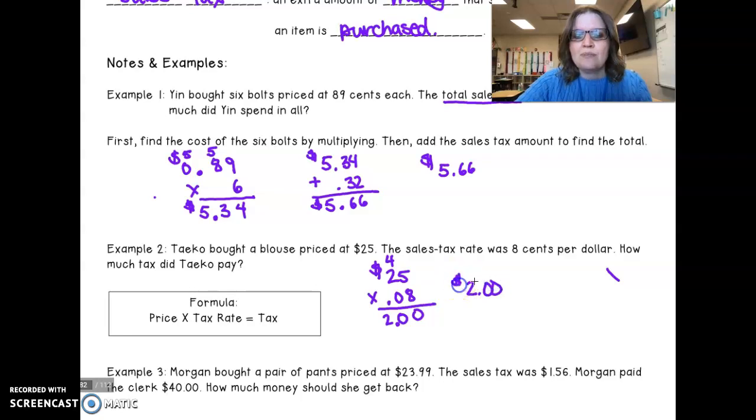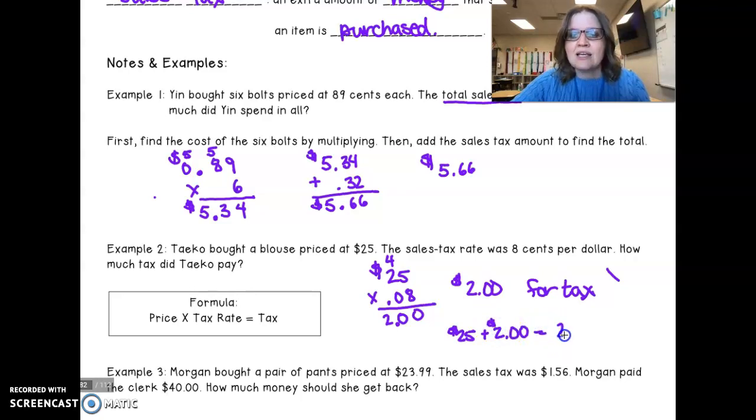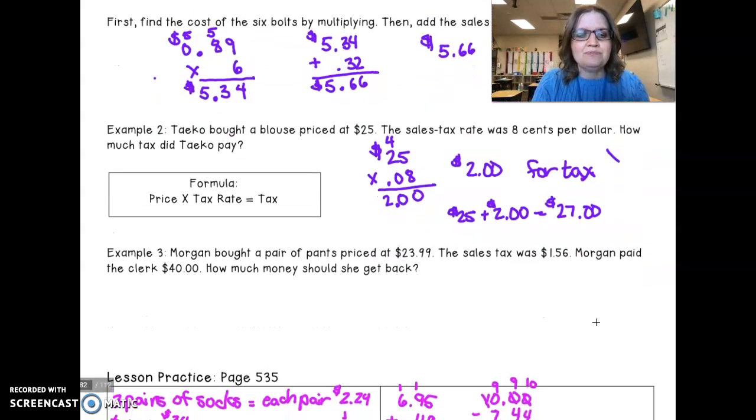We'll have to spend an additional $2 for tax, which means Takeo will spend $25 plus $2. So the blouse that was purchased is $25 sales price on the rack, but when you add in the tax, it is $27. This is why it's handy to factor in sales tax when you're shopping so that you know exactly what you're going to be spending. Let's try another example.